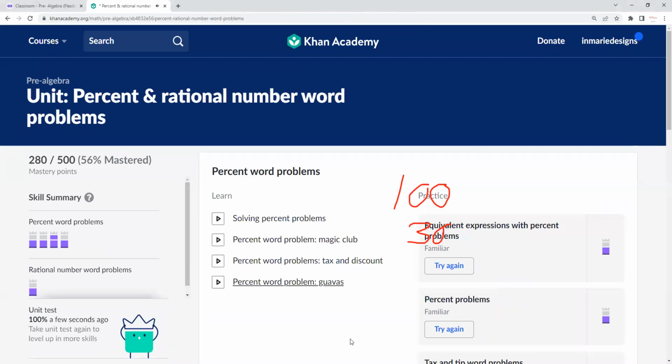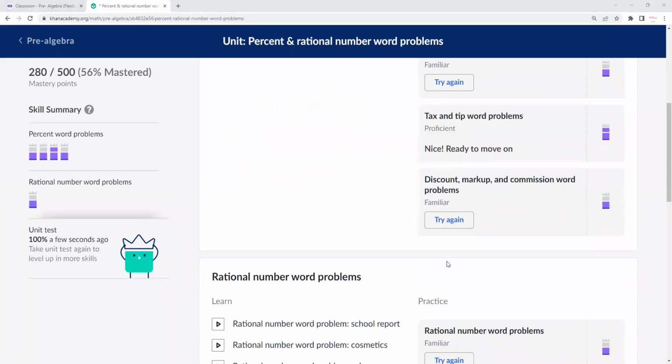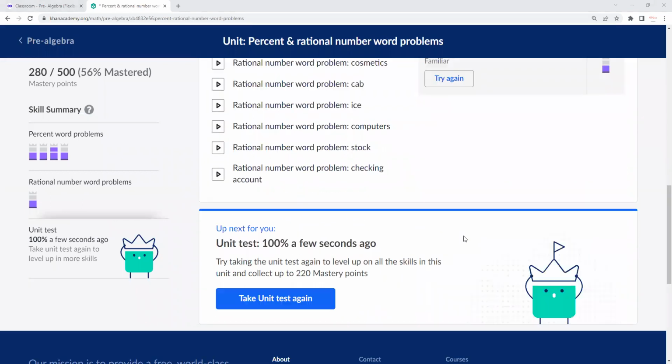And that is pretty much the entire thing. That unit test usually wasn't that bad actually. So just take it slowly. The hard part a lot of times with word problems is how to set them up. So if you have any questions, feel free to ask me.